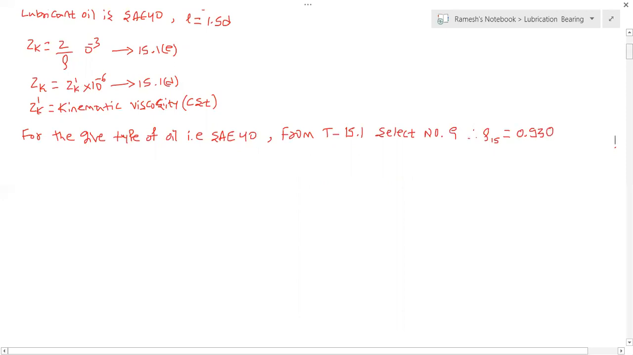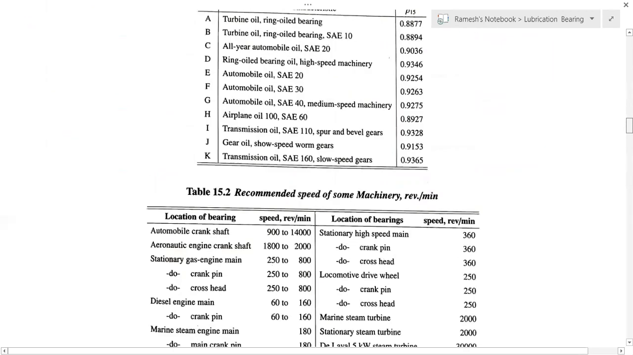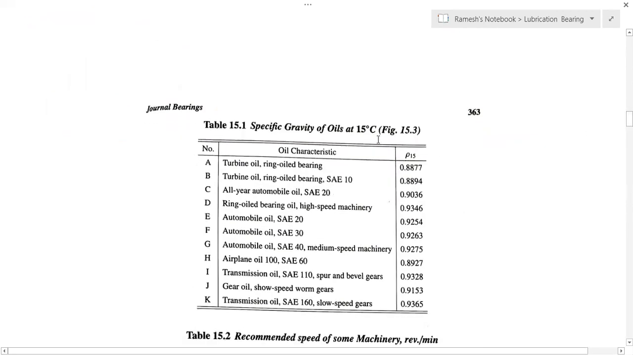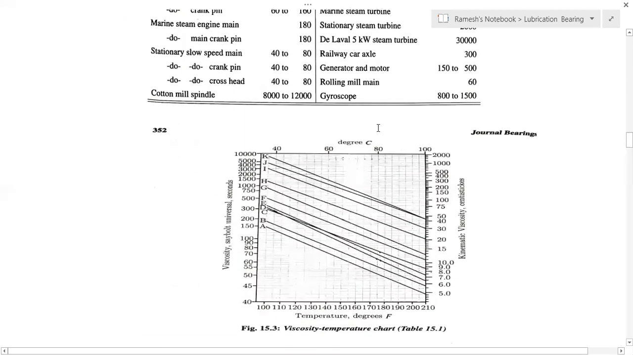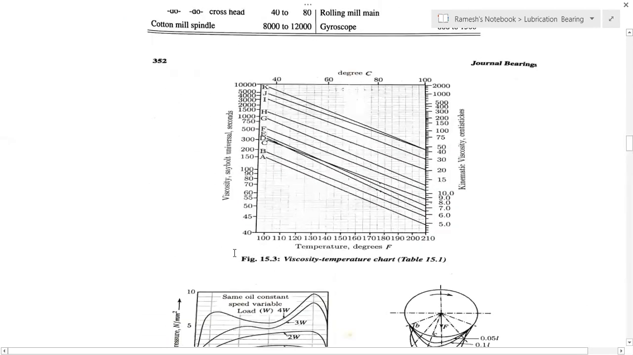And when you see this table, it mentions that you need to refer to figure number 15.3. Here you can see that for SAE 40, I have taken 0.9275, and I have rounded it off to 0.93 for referring to this figure. Now I will go to figure 15.3. From this, we are going to find the kinematic viscosity.